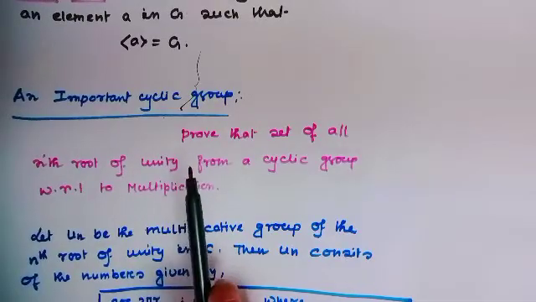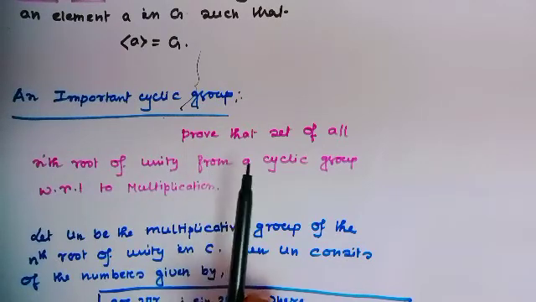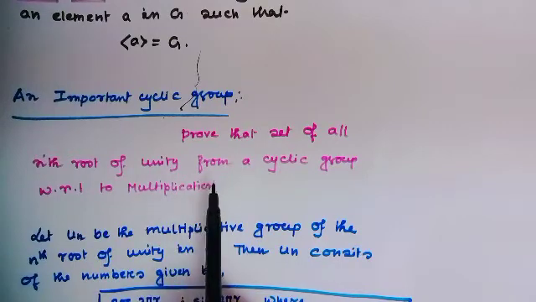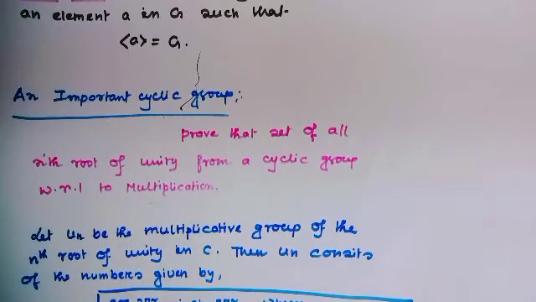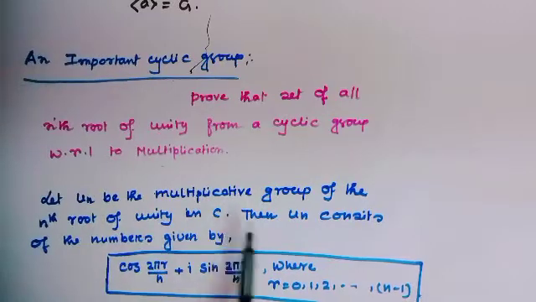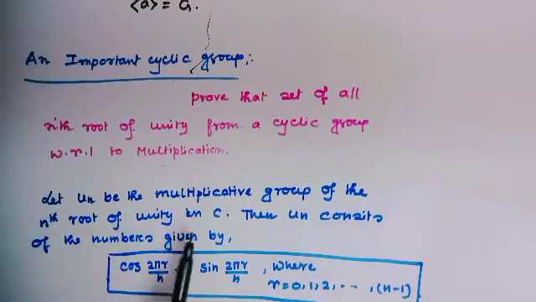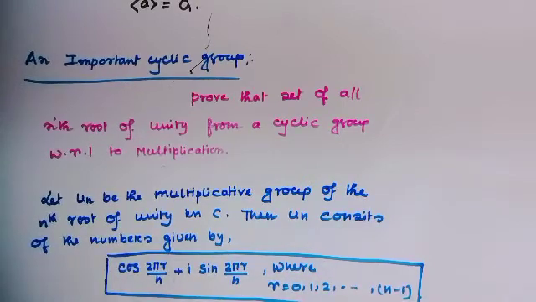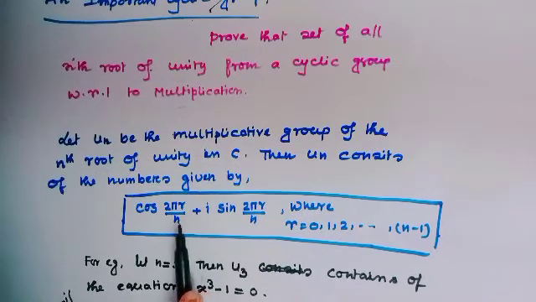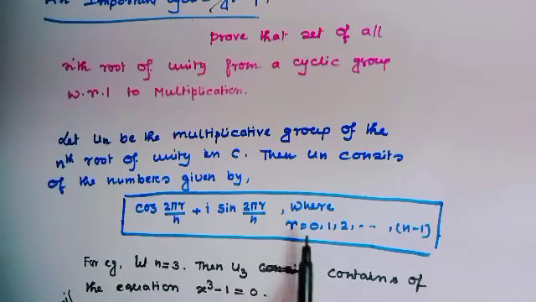Let's see one important example of a cyclic group. Prove that the set of all nth roots of unity forms a cyclic group with respect to multiplication. Let Un be the multiplicative group of nth roots of unity in C. Then Un consists of the numbers given by cos 2 pi r over n plus i sin 2 pi r over n, where r equals 0, 1, 2 up to n minus 1.